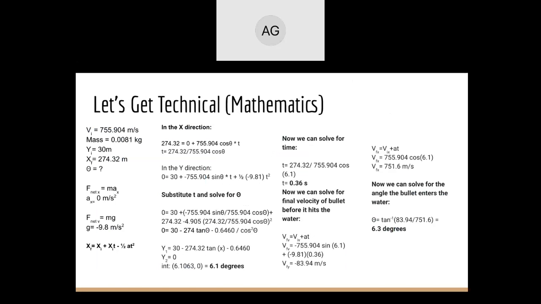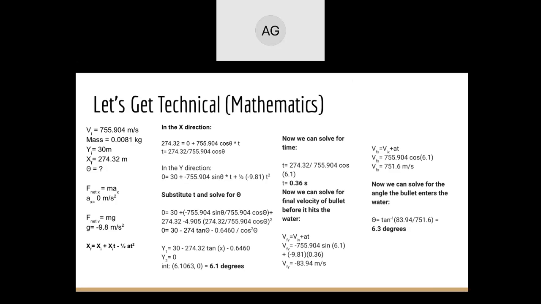So to put this into terms with the bullet, we took some values from the internet. We found the velocity, the mass, the height of the cliff, how far the soldiers are, and then we looked for the theta. So we started with the acceleration of each. In the x direction, we determined that in the air, the bullet has zero acceleration because it moves at the same constant speed. And then in the y direction, it has an acceleration of negative 9.8 meters per second squared. We then took this along with our givens and plugged it into a kinematic equation.